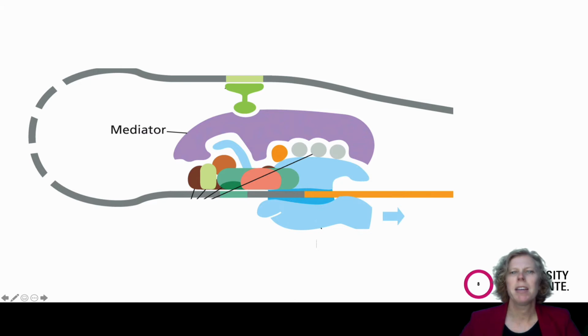So what is this mediator? What is illustrated here as the mediator is in fact a complex of many different types of proteins, including chromatin-modifying enzymes such as histone acetyltransferases, chromatin remodeling complex proteins, and docking proteins for general and specific transcription factors. So how does that work?